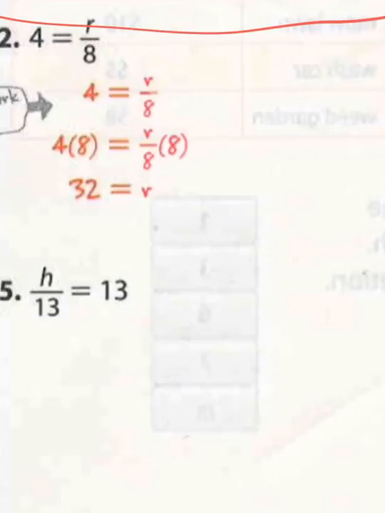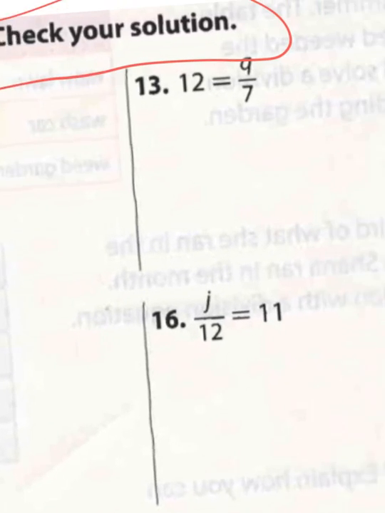And so when they do that, you realize that 8 cancels out, so all you're left with is r. See how r is down here? And then if I do it to this side of the equal sign, I have to do it to this side. So 4 times 8 equals 32, and that's how they got their answer. So we're going to do that over here for number 13.